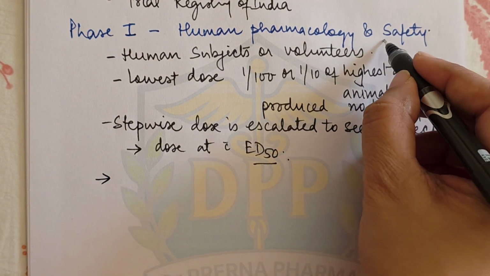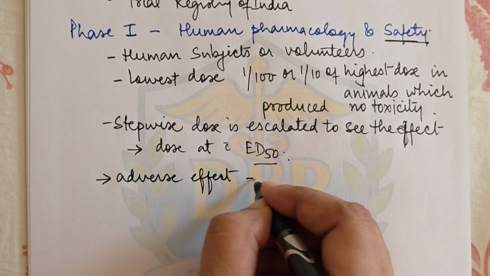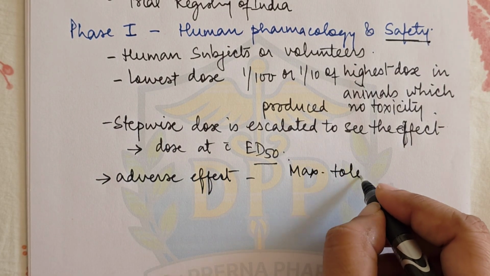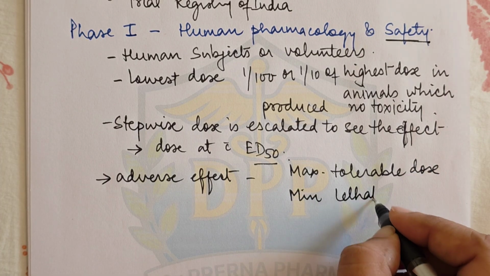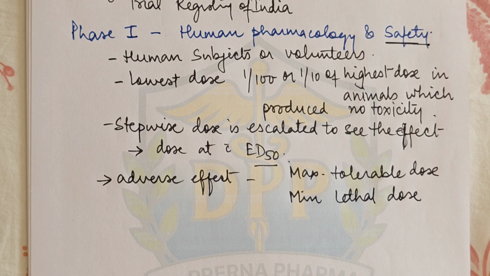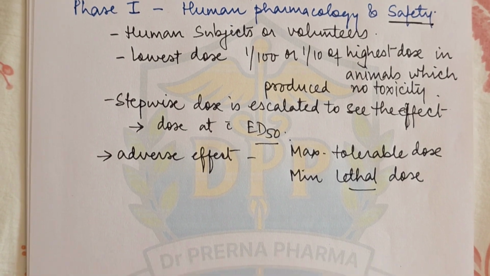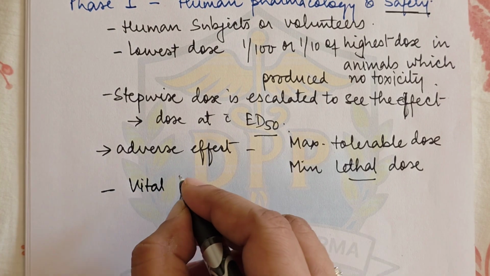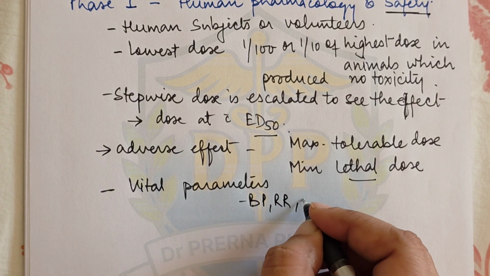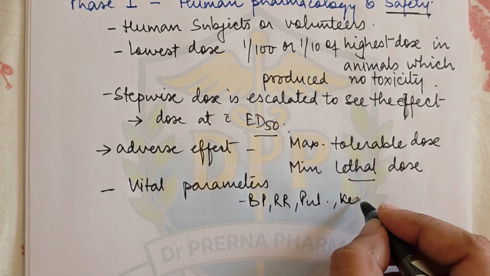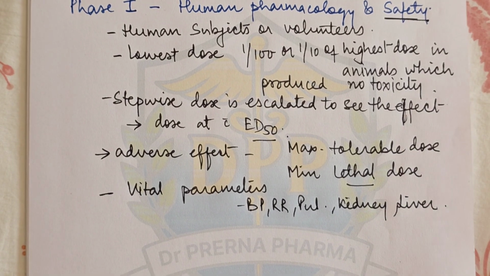Then again, as the name suggests, it is a safety study, so adverse effects are also studied, that is, what is the maximum tolerable dose and what is the minimal lethal dose. So that is also seen, at what dose we are getting a side effect. And then all the vital parameters are measured, like blood pressure, respiratory rate, pulse, kidney functions, liver functions, all these are monitored, and it is seen whether there is any change in the parameters.